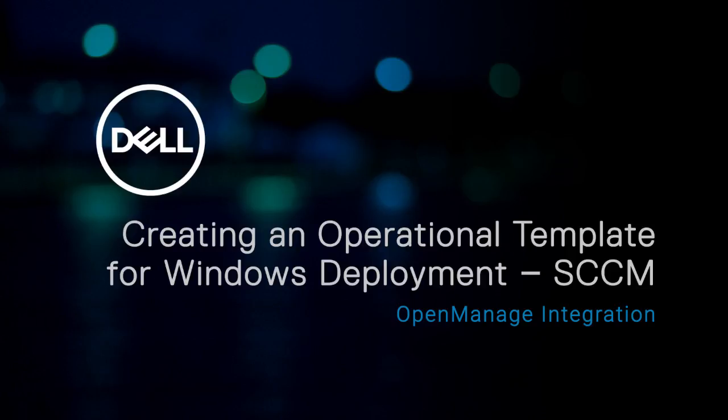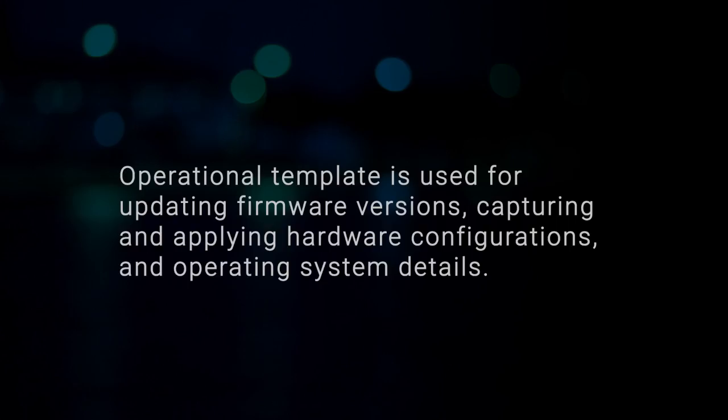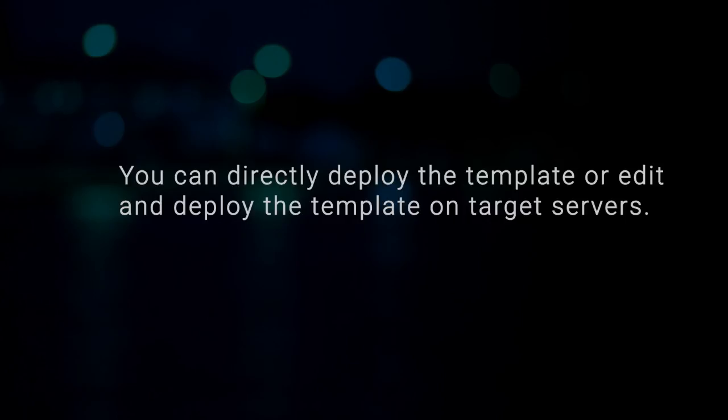In this video, we'll demonstrate how to create an operational template in OMIMSSC on SCCM console. An operational template is used for updating firmware versions, capturing and applying hardware configurations, and operating system details. You can directly deploy the template or edit and deploy the template on target servers.